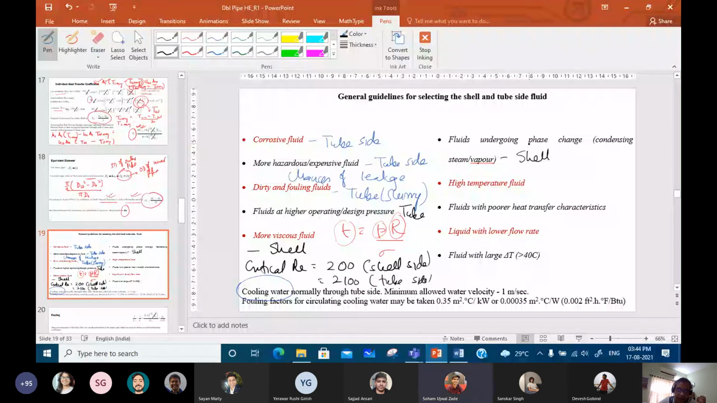Normally the shell side offers a lower pressure drop. Therefore, whenever such a situation arises, vapor-liquid mixtures, say from vapor condensation, are allowed to flow mostly on the shell side, but there is no sacrosanct rule. For example, in vertical tube condensers, the condensation occurs inside the tube.